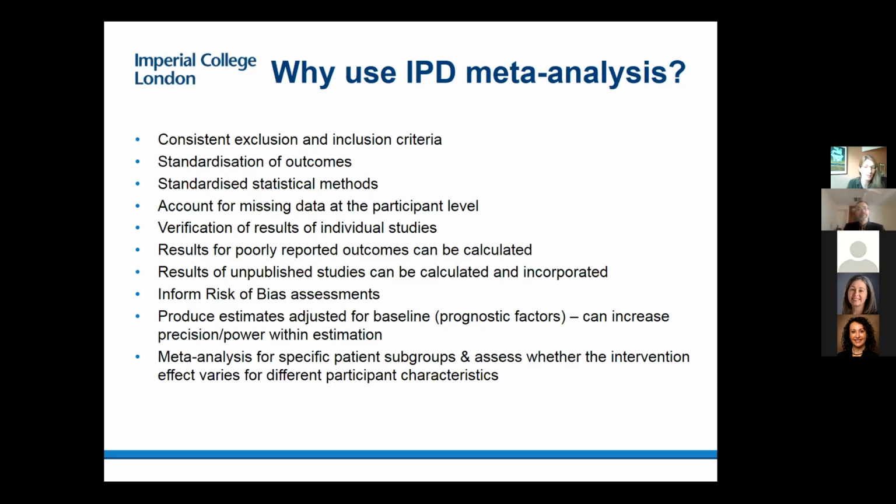Now, the use of standardized statistical methods across trials means you can estimate treatment effects that are adjusted for baseline characteristics in a consistent manner, and this can increase precision and power within the estimation. And it also allows for meta-analysis of interactions between intervention effects and participant level characteristics, such as patient age.